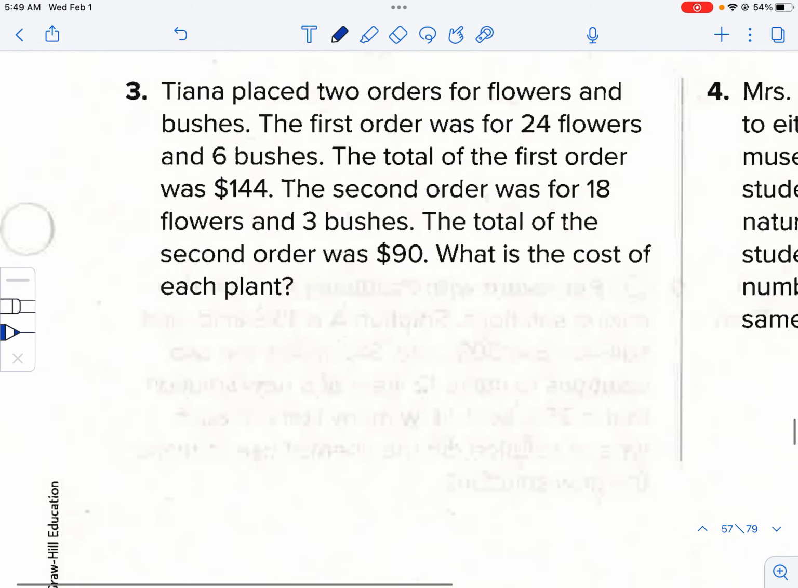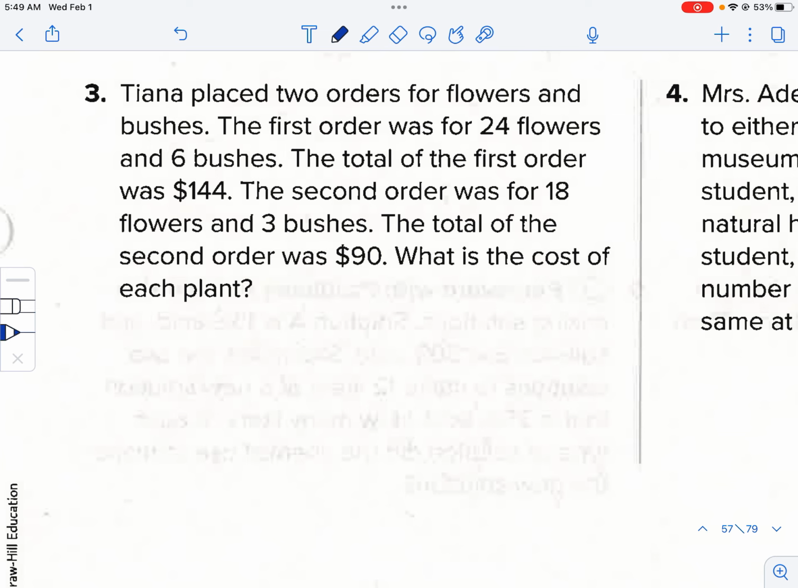Okay, right here. Tiana placed 2 orders for flowers and bushes. The first order was 24 flowers and 6 bushes. The total of the first order was $144. The second order was 18 flowers and 3 bushes. The total for the second order is $90. What is the cost of each plant? So that's what we're looking for, the cost of each plant. Go.